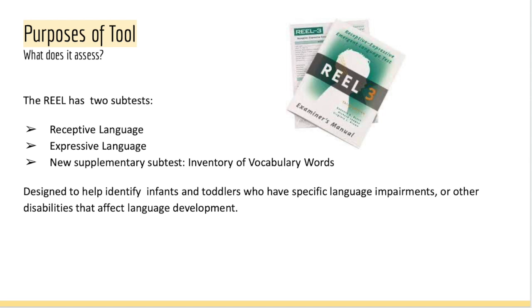The purposes of the REEL-3 assessment can be categorized by its three subtests: the receptive language, the expressive language, and the inventory of vocabulary portions. This assessment is designed to help identify infants and toddlers who have specific language impairments or other disabilities that affect language development.